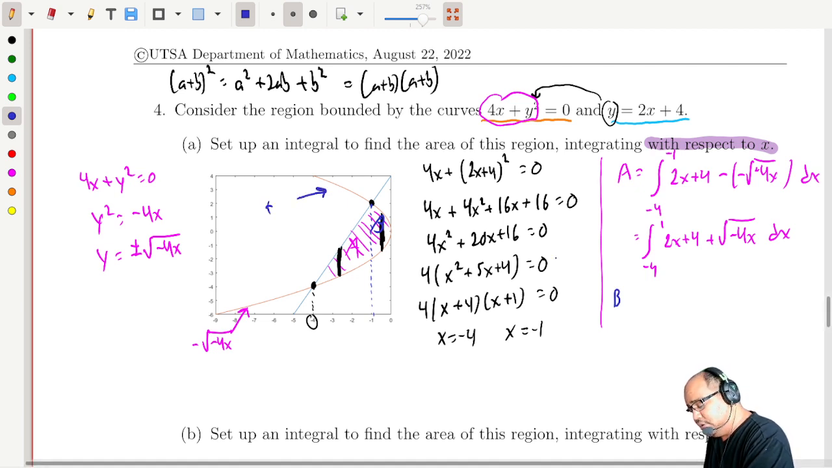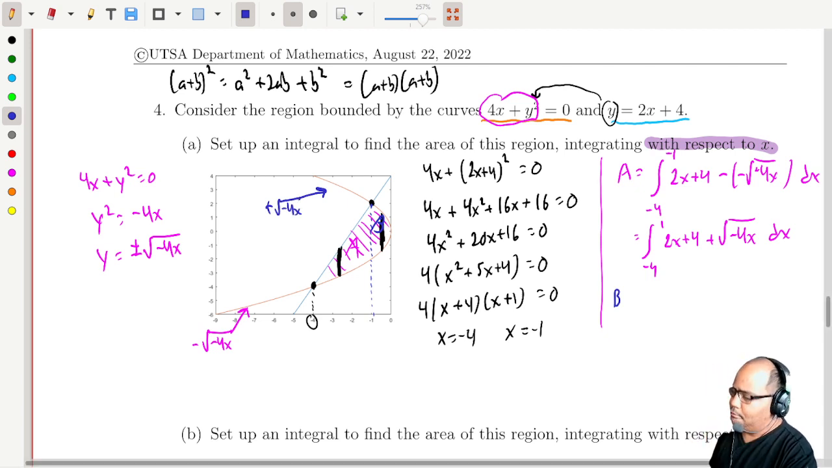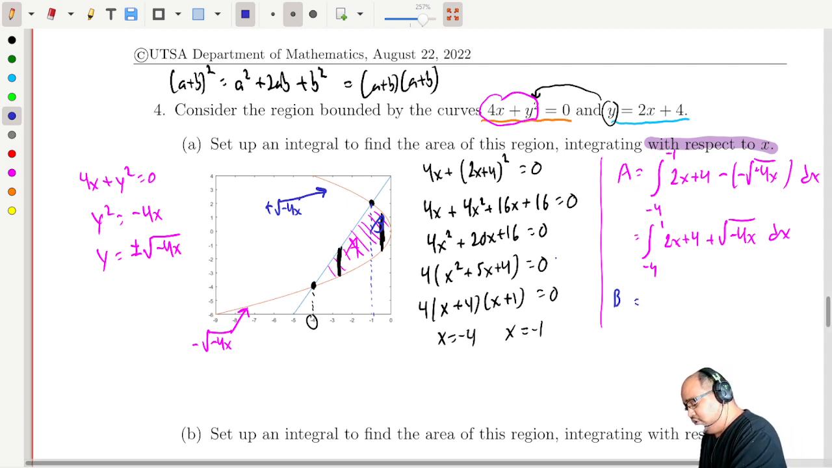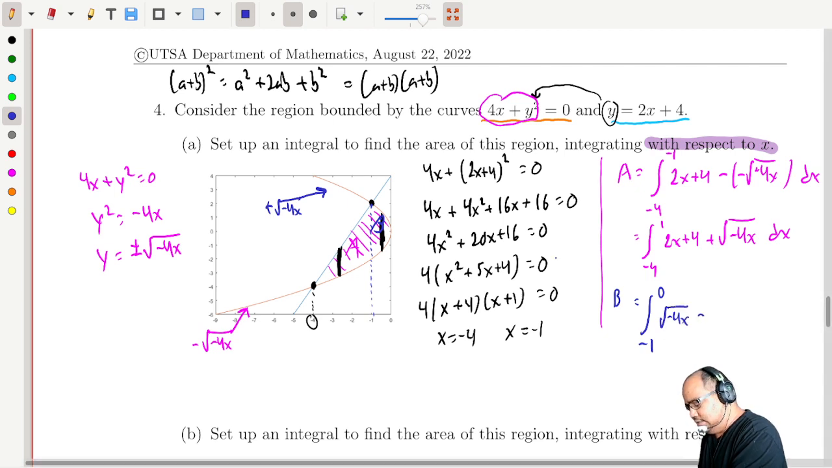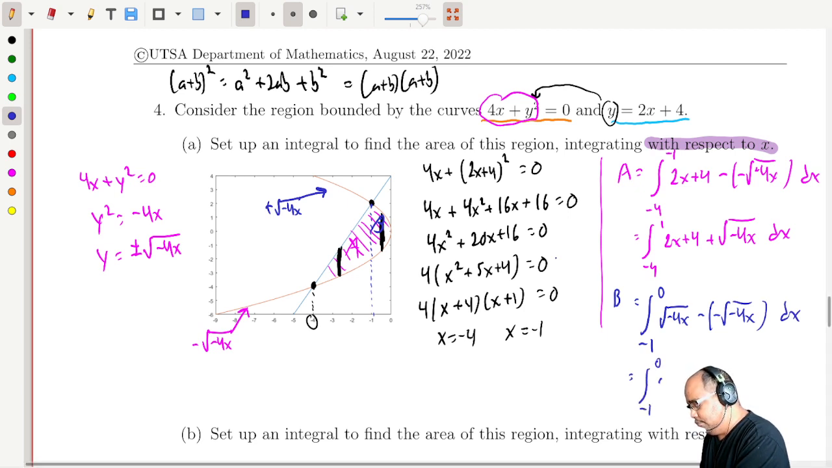The top branch is a plus square root of negative 4x. And the top branch is going to be considered the top boundary of the curve here, where that black strip is. And the bottom branch, the minus branch, is the bottom part of the curve. So here we'll integrate from -1 to 0. Those are our x values. Top curve, so that's square root of minus 4x, minus the square root of minus 4x dx. Well, negative negative is a plus, and I have two copies there. So this is what the second integral is going to be.